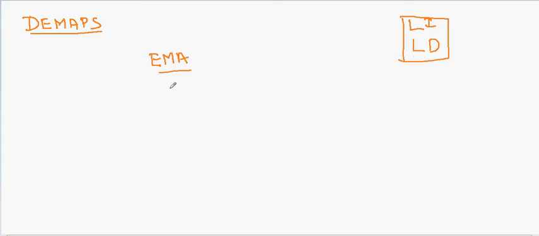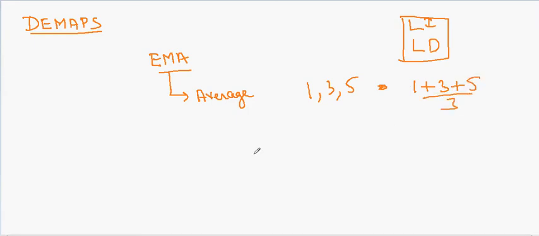Before talking about exponential moving average, let's see what is average. If I have three numbers 1, 3, 5, then the average of them is 1 plus 3 plus 5 divided by 3. If I have 1 million numbers, then it will be 1 plus 3 plus 5 plus etcetera, divided by 1 million.